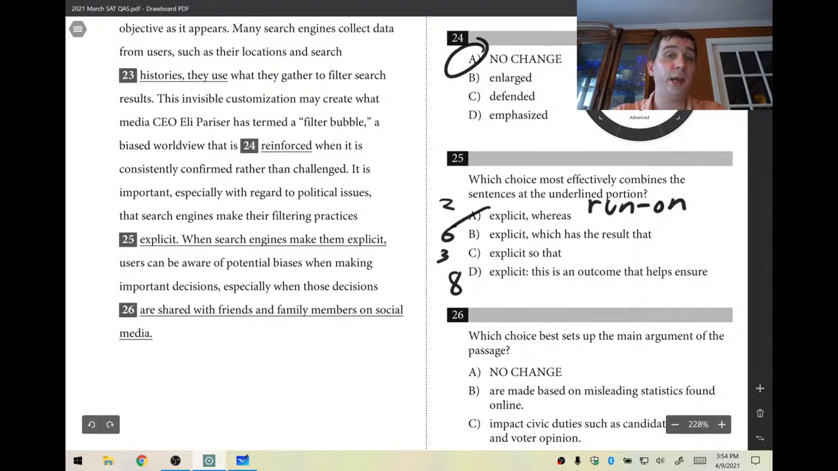So answer choice A is out. Even though it's the shortest answer choice, 3, the answer choice that was one word longer, is the correct answer choice. This is not a run-on. I'm going to read this.